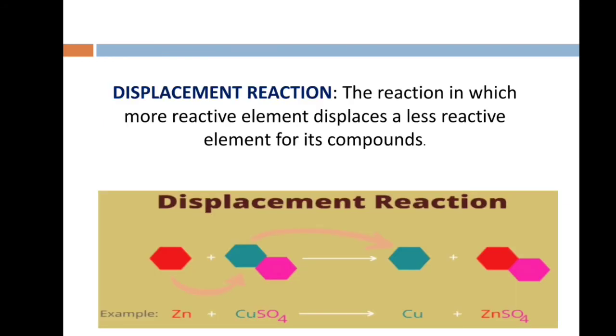Next is the displacement reaction. A displacement reaction is a reaction in which a more reactive element displaces a less reactive element from its compound. Here zinc reacts with copper sulfate, and copper and zinc sulfate are formed. Zinc is more reactive than copper, so zinc displaces the copper from copper sulfate, and copper and zinc sulfate are formed. So in a displacement reaction, the more reactive element displaces the less reactive element from its compounds.